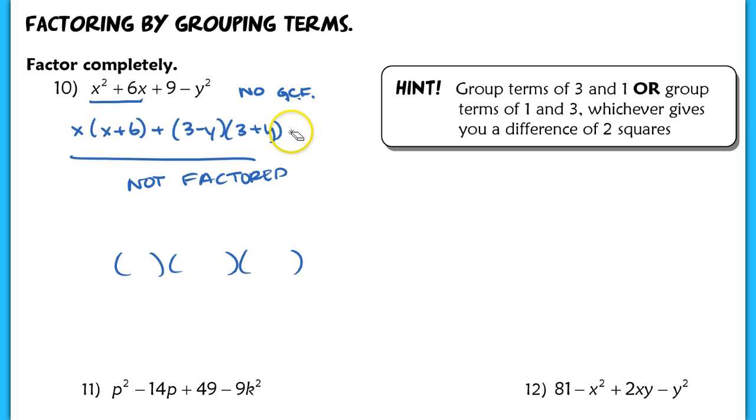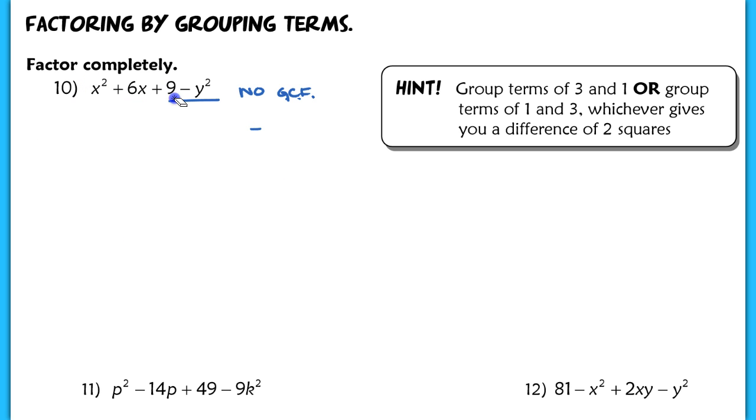So we definitely here, I keep saying definitely, sorry, we don't want to try to group 2 terms together here, because it doesn't get us anywhere. So instead, I'm going to try to factor by grouping 3 terms together, either the first 3. So here's the hint: group terms of 3 and 1, or group terms of 1 and 3. Whichever one gives you a difference of squares is the way you're going to want to go here.